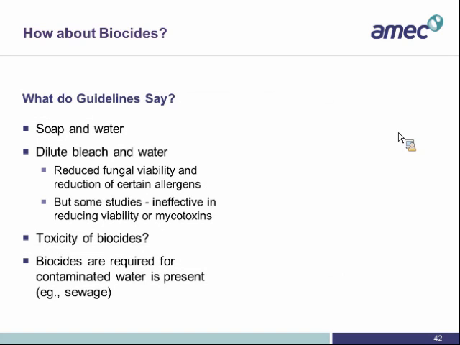What about biocides? Well, what do the guidelines say about biocides? Usually they say you just need to clean with soap and water. You don't need to actually use biocides to kill the fungi. You just get rid of it. But some guidelines still indicate a dilute bleach and water solution can do the trick, a 10-to-1 dilution. There's some evidence that this will reduce fungal viability and certain allergens, but other studies say it's not very effective. So there's a bit of inconsistency in the literature.